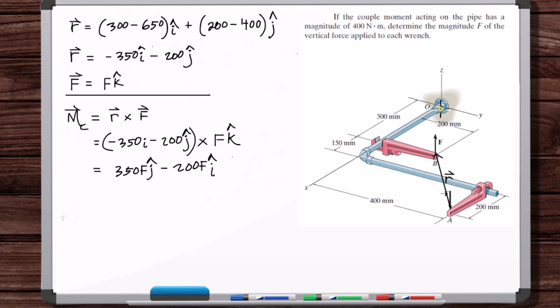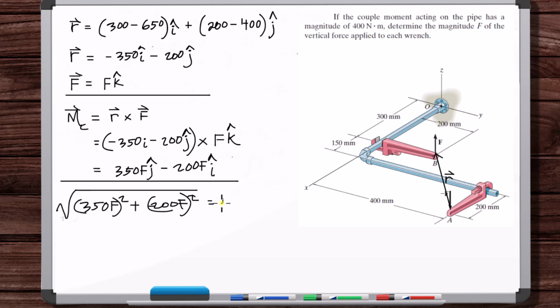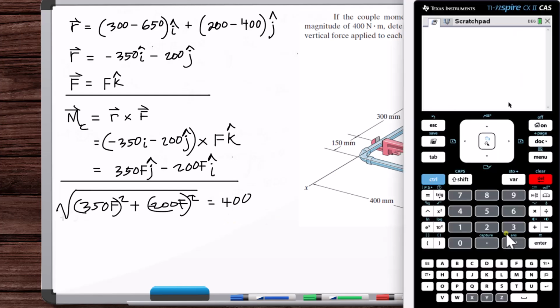So we go a certain amount in the j hat and then a certain amount in the negative i hat, something like this, which makes sense, right? That's perpendicular to R and the plane of R and F. Okay, but what do we know? The magnitude of this vector is 400. So we can say that the square root of (350F) squared plus (200F) squared is equal to 400.